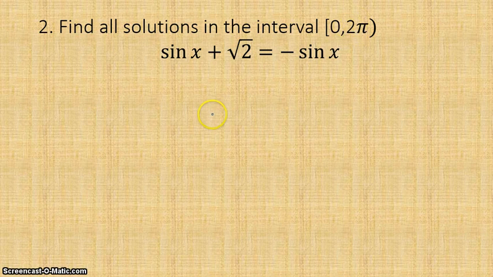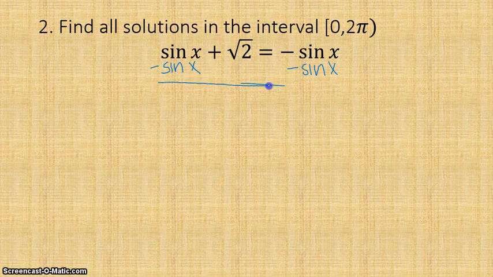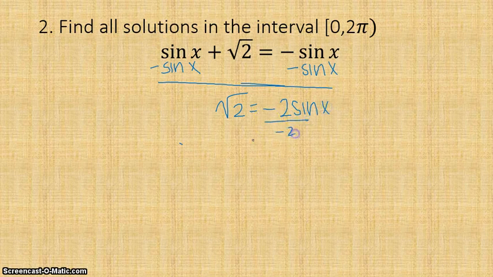On this one, I need to get my x's on the same side, so maybe I just subtract the sine x over to the other side. Okay, so I'm left with square root of 2 equals negative 2 sine x. Divide everything by negative 2. I end up with negative radical 2 over 2 equals sine x.